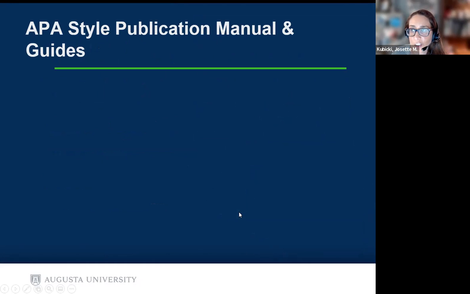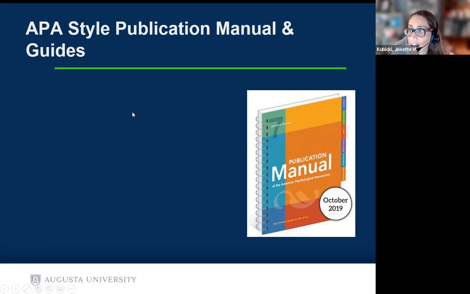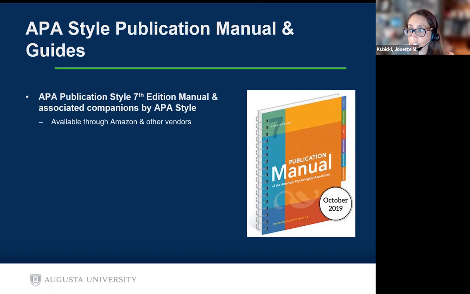It is worth noting that the information I'm providing is derived from the APA style publication manual and other guides. So I highly recommend that you purchase this APA style manual in the 7th edition if you haven't yet already. It is available through Amazon and other vendors. APA Style also has associated companions that you might find useful, which are summaries of the manual, and they provide some practice questions and so on and so forth.